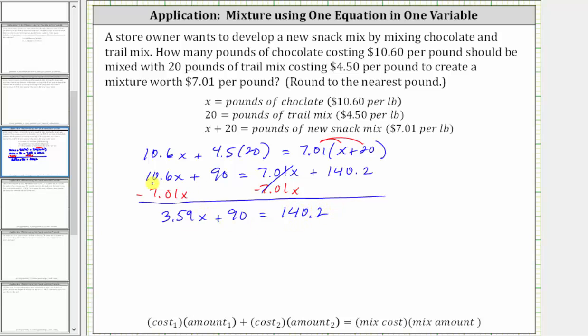The next step is to isolate the variable term by subtracting 90 on both sides of the equation. Simplifying, we have 3.59x is equal to 140.2 minus 90, which is equal to 50.2. The last step to solve for x is to divide both sides by 3.59.